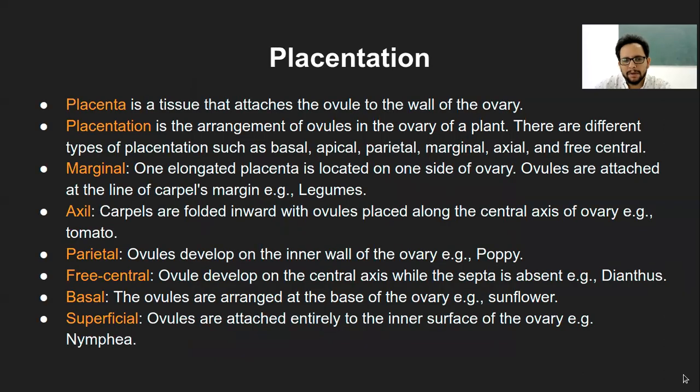The next part is the placentation. Now we already know placenta is something that will attach the ovule to the ovary, right? Ovules are those female gametes present in the ovary, that is at the base of the flower, which is the swollen part, that is ovary. And the placentation refers to the arrangement of these ovules in the ovary of the plant.